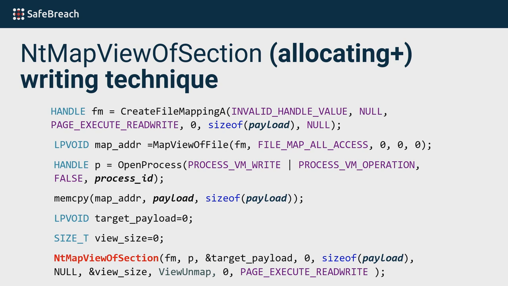And another interesting allocation plus writing technique, they are lumped together in this one, is the forced mapping of a section on the target process. In this case, we define a section in the malware. We fill it with our data, and then we forcefully map it into the target process using NtMapViewOfSection, which also allocates the memory in the target process. And if we ask for page execute, it will also set the whole memory region to be CFG valid.